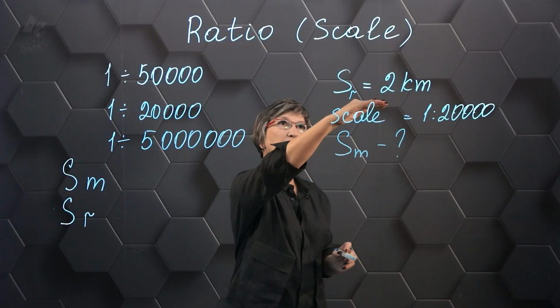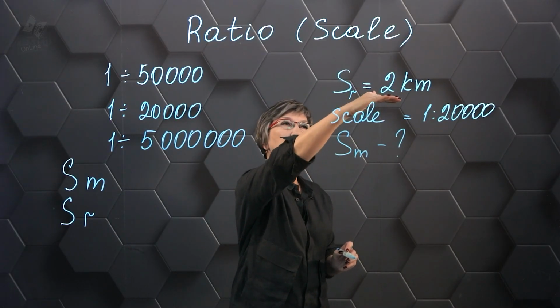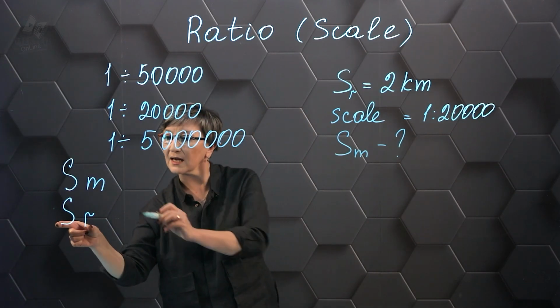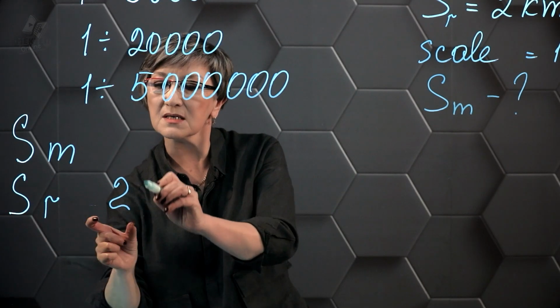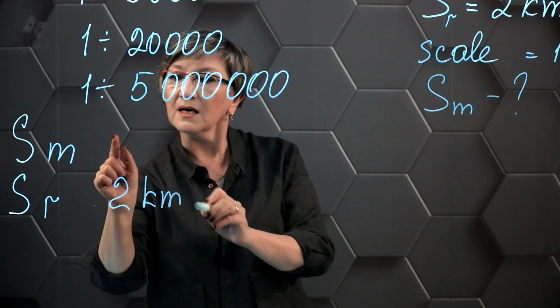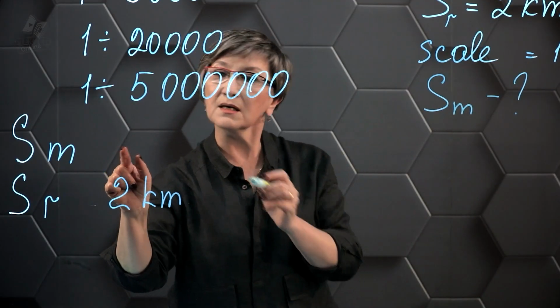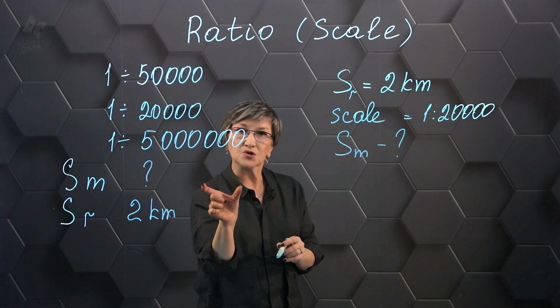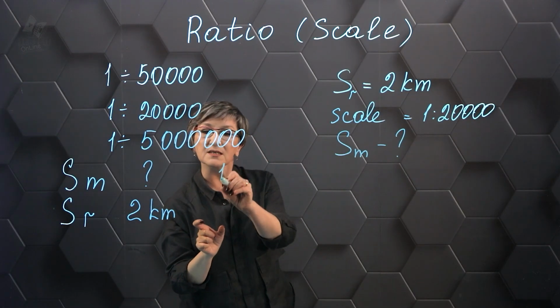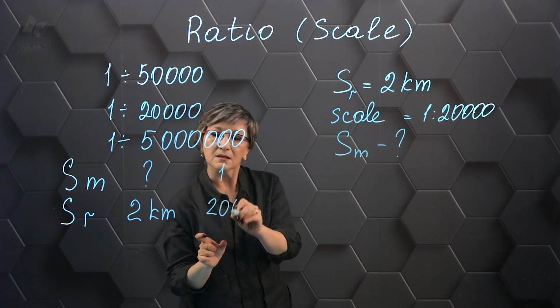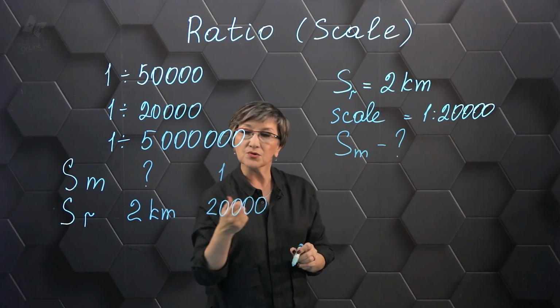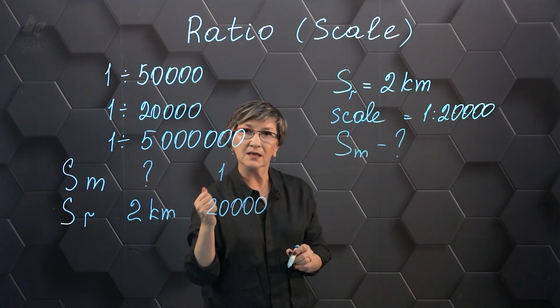Our problem says that the distance on the ground is 2 kilometers. The distance on the map, I don't know. I will write down the scale of 1 to 20,000 in the next column. 1, 20,000. And now, using the proportion, I can find the distance on the map.